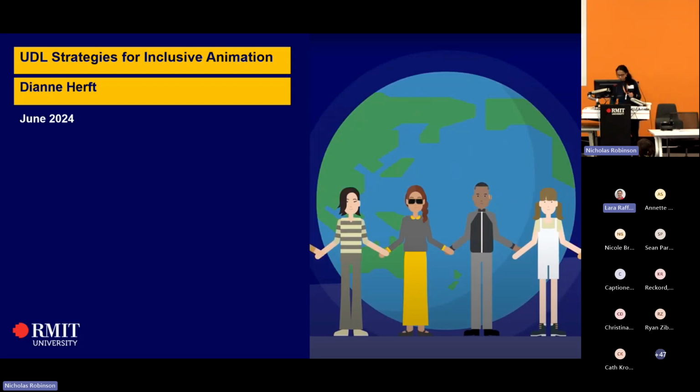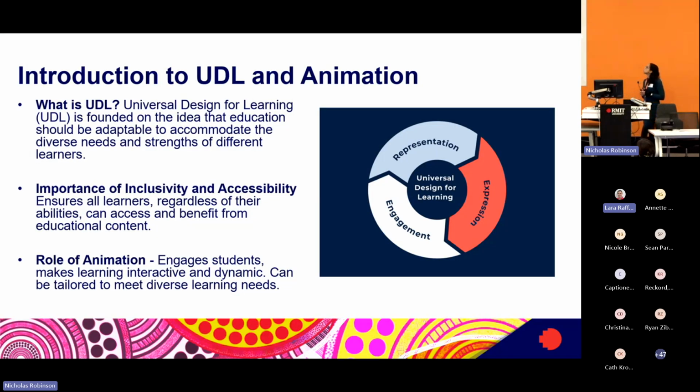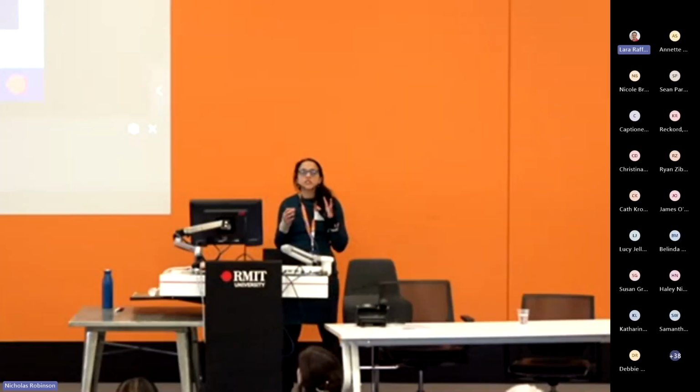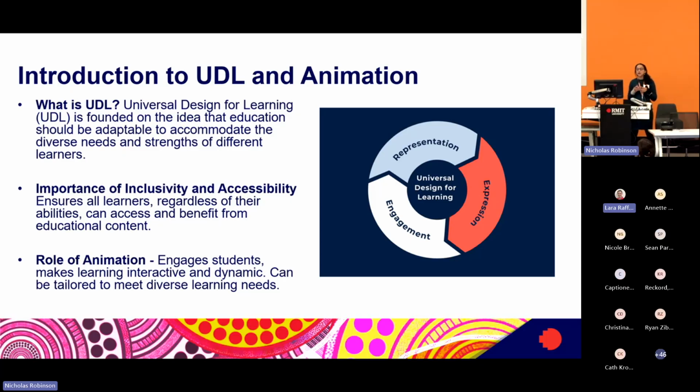Oh, clicker, sorry. We know that universal design for learning is founded on the idea that education should be adaptable to accommodate the diverse needs and different strengths of the many types of learners out there. It's so important for this to be inclusive and accessible, because it ensures that all our learners, regardless of their abilities, can access that content and really benefit from it.